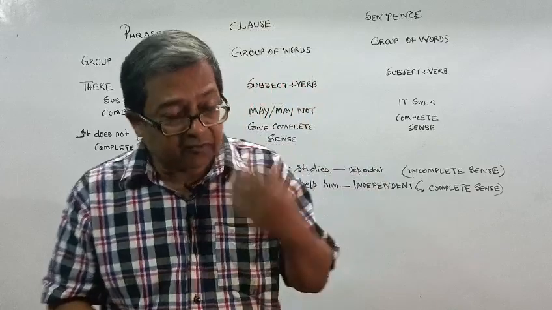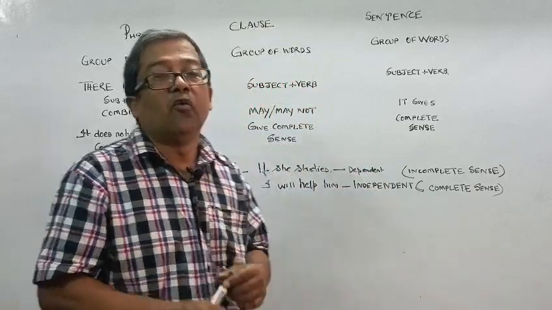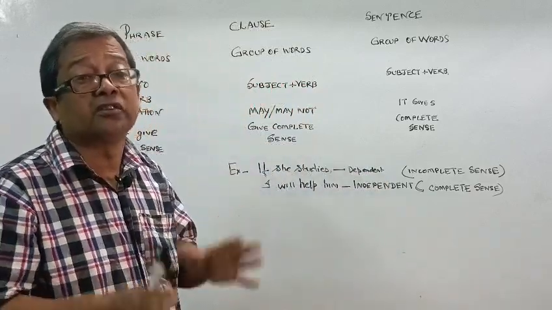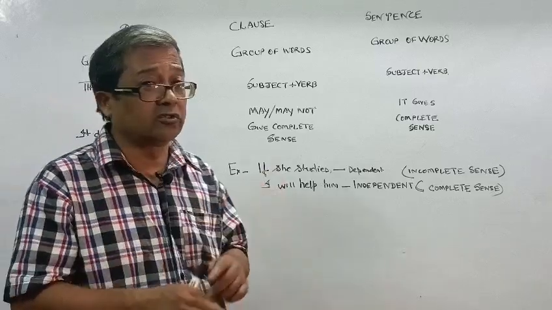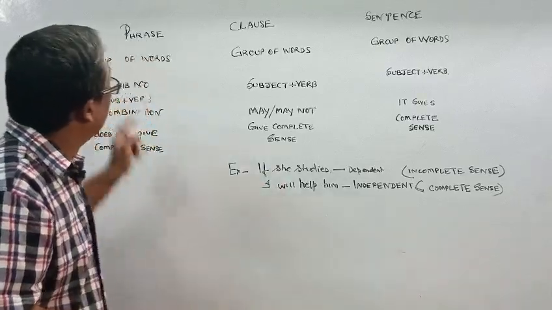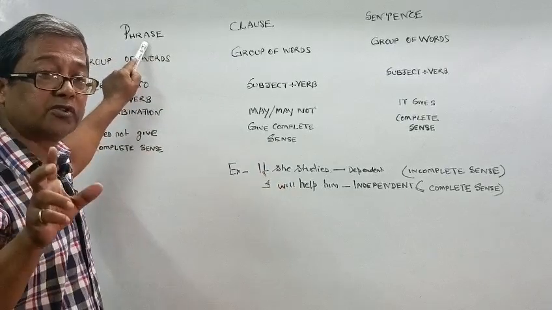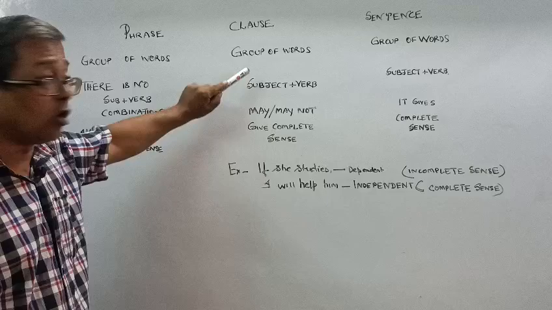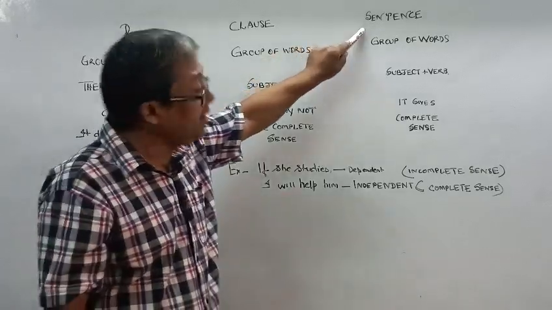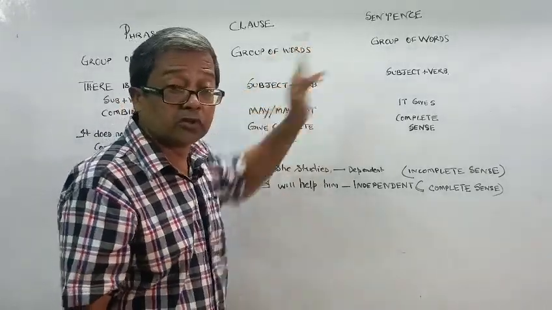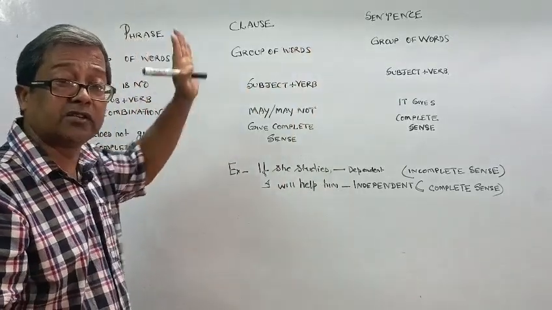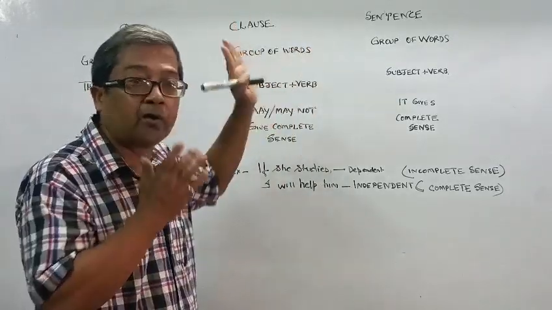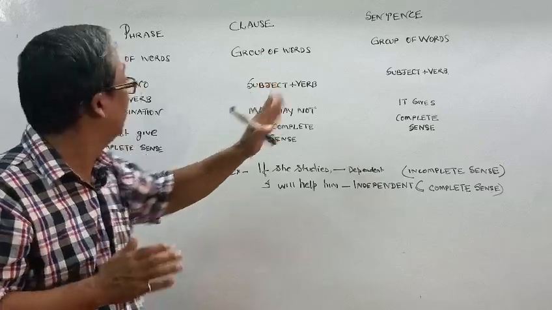So let's focus on the board and let's see what are the differences and what are the similarities between phrase, clause and sentence. So first of all, phrase is a group of words. Say golden ring, in a house. Clause is also a group of words. Sentence is also a group of words. So what do we see? Phrase, clause and sentence, all of them are group of words. This you have to keep in mind.